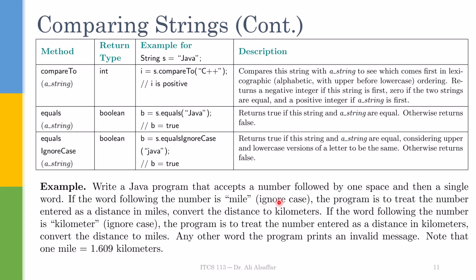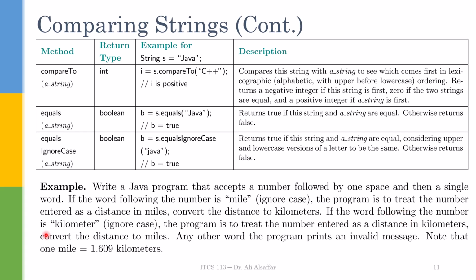If the word is mile, then the program is to treat the number entered as a distance in miles. Remember that the input is a number followed by the word mile. So if the input is 2.3 mile, then this 2.3 will be a distance in miles. So it's 2.3 miles. The program has to convert this distance to kilometers. Basically this program is a conversion program between miles and kilometers.